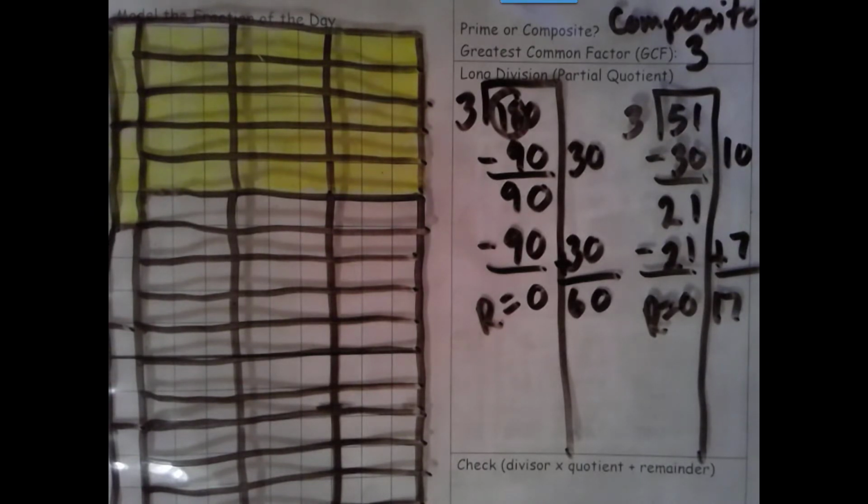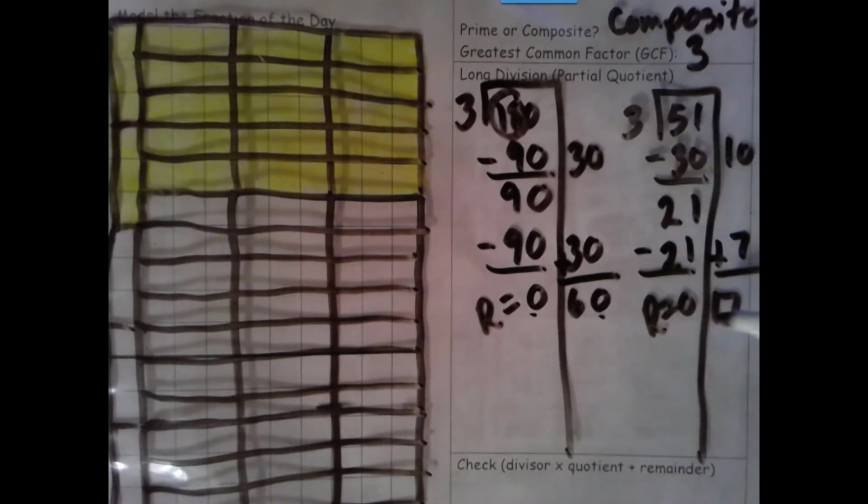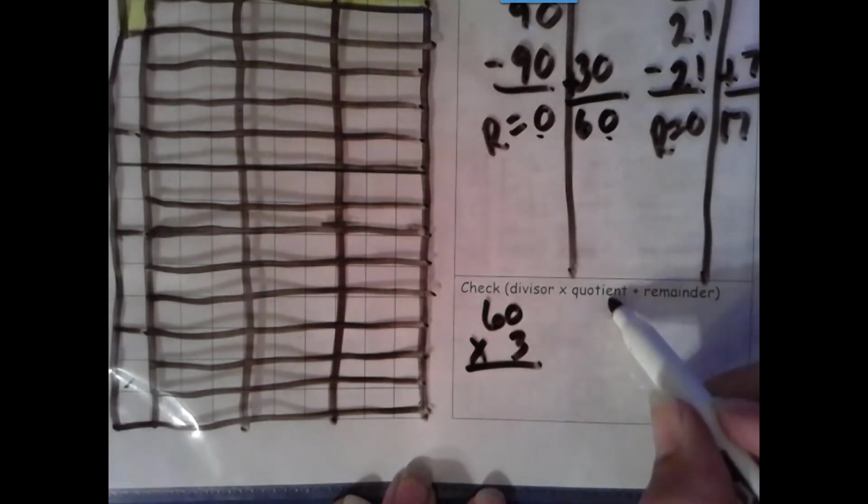And I always want to check my answers. My divisor times my quotient plus my remainder. Divisor times quotient plus remainder. So 60 times 3. But since my remainder is 0 for both, and the identity property of addition says when you add 0 it stays the same, I don't need to actually add the remainder on either one of these. Okay, so I have 60 times 3 and 17 times 3.